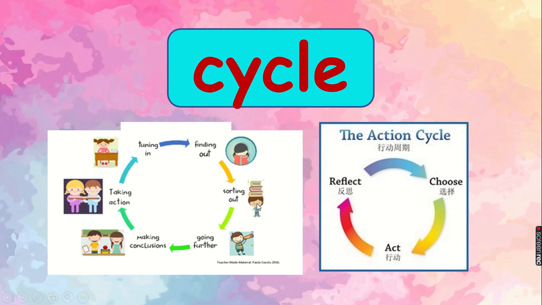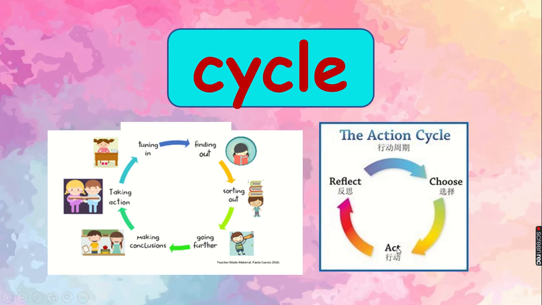If it's a process that doesn't go again and again, then it's not a cycle. It's simply a process. A process that can happen again after the last step, that's what we call a cycle. So, first tuning in, finding out, sorting out, going further, making conclusions. We've done that. We've done taking action. Now, let's move on. This is another cycle.